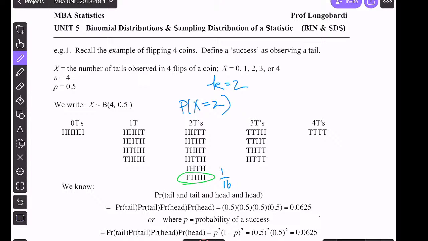K is not necessarily the maximum successes, it's just the one I'm trying to calculate at the time. So in this problem right now, I want to calculate x equals 2. So I'm going to begin just with this here. So how would I calculate this probability from first principles?